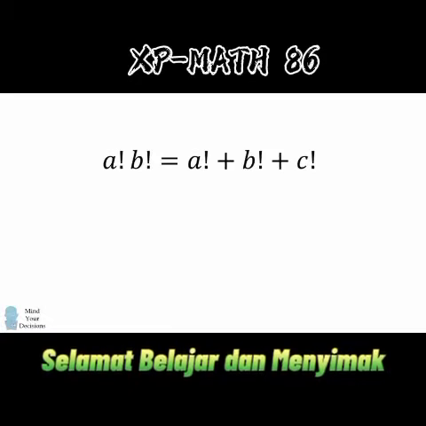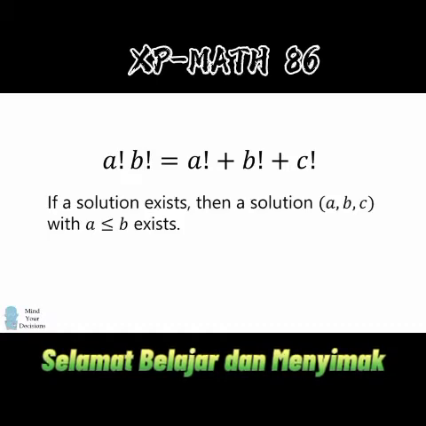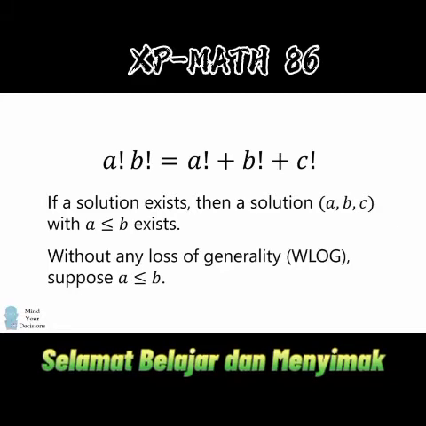We will get started by noticing a symmetry in this equation. What would happen if we transpose the variables a and b? Because multiplication and addition are commutative, we have an equivalent equation. Therefore, if (a, b, c) is a solution, then we know (b, a, c) is also a solution. What this means is that if a solution exists, then a solution (a, b, c) with a less than or equal to b also exists. Without any loss of generality, we can suppose a is less than or equal to b.